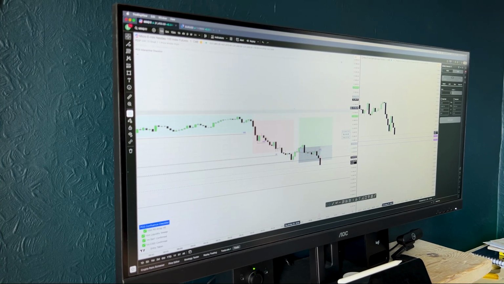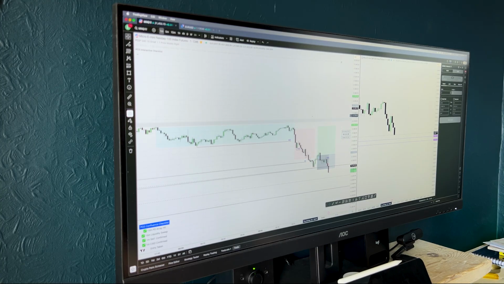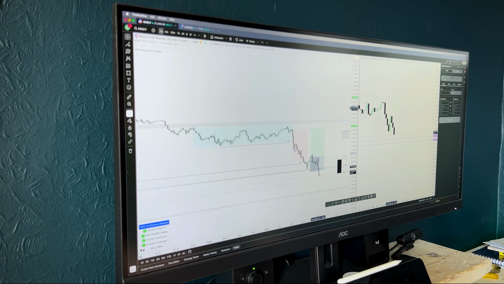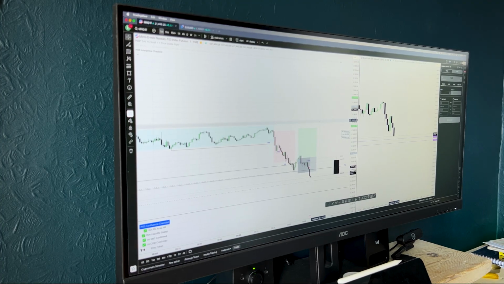I think it's a good setup. I was patient: accumulation, manipulation, then I tried to trade the distribution, but obviously we are not distributing just yet. So yeah, trade recap, live trade, bish bash bosh, see you later.